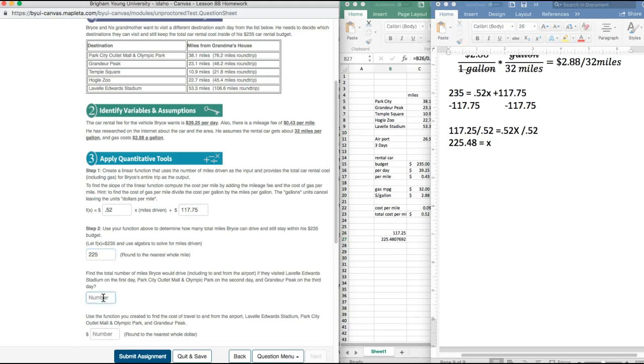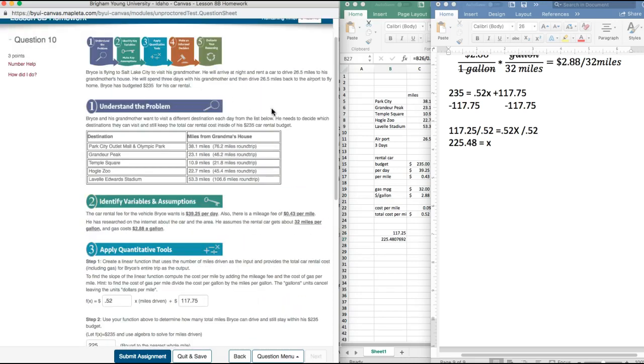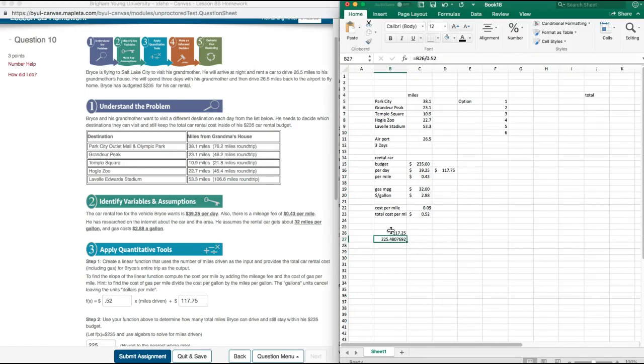Okay, the next one, find the total number of miles Bryce would drive, including to and from the airport, if they visited Lavell Edwards Stadium on the first day, Park City Outlet Mall and Olympic Park on the second day, and Grandeur Peak on the third day. So we're going to go up here and find each of these, and we need to make sure, including driving to and from the airport. So to and from the airport is, you know what, let's delete these now that we've found this information, and we're going to come over here.